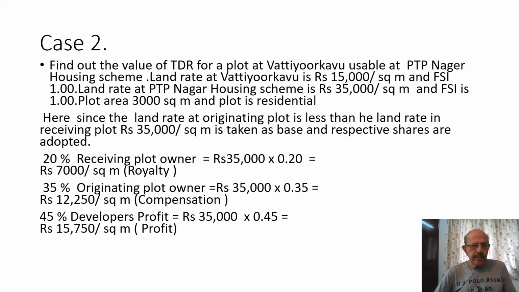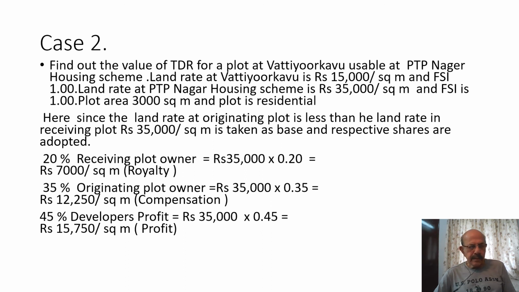Case 2. Find out the value of TDR for a plot at Vaturkavu usable at the PTP Nagar housing scheme. Land rate at Vaturkavu is 15,000 per square meter and FSI is 1. Land rate at the PTP Nagar housing scheme is 35,000 per square meter and FSI is 1. Plot area is 3,000 and the plot is residential.